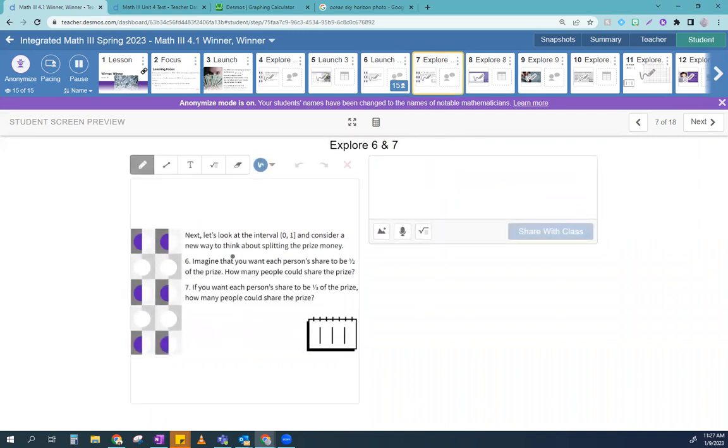So just give me a second. It says, now let's look at the interval from 0 to 1 and consider a new way to think about splitting the prize money. So imagine that you want each person's share to be half of the prize. How many people could share this prize?